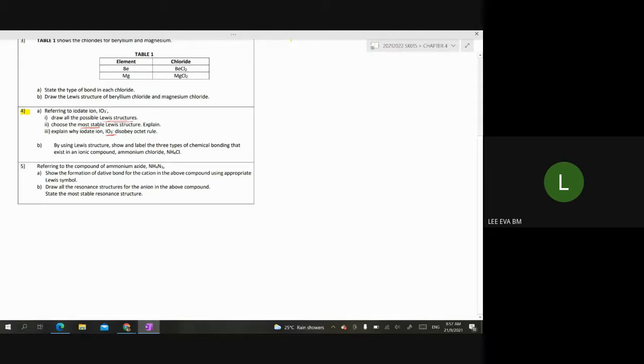Then for B, using Lewis structure, show and label 3 types of chemical bonding exist in ionic compound ammonium chloride, NH4Cl. So dekat sini show the chemical bonding.